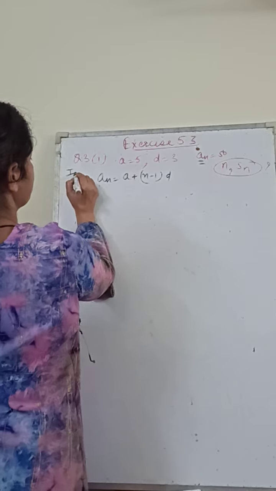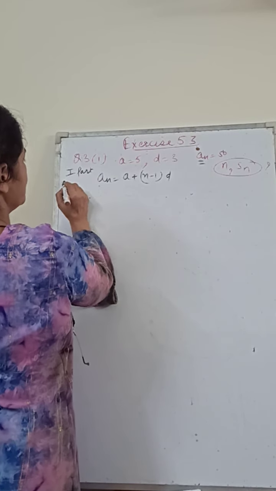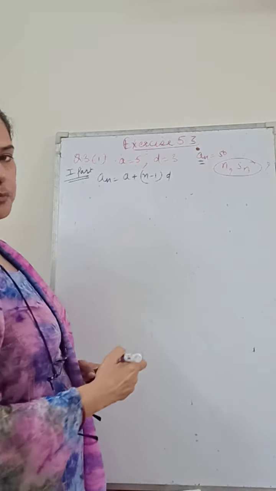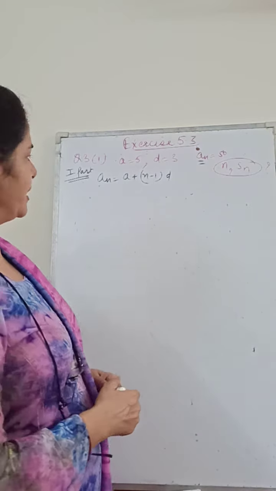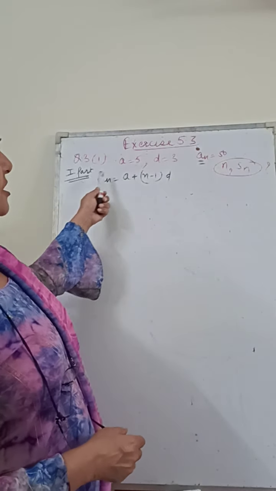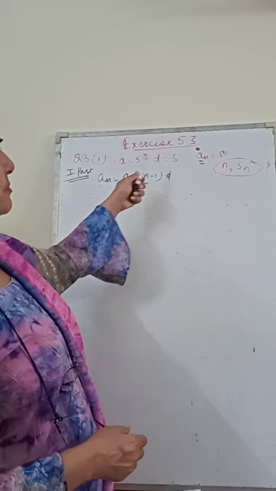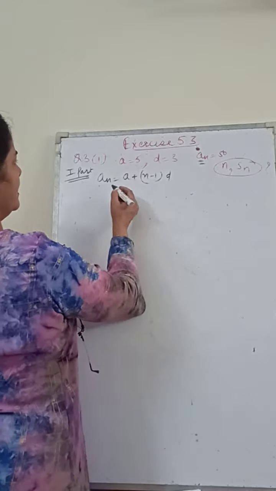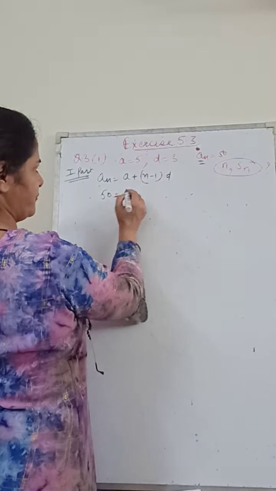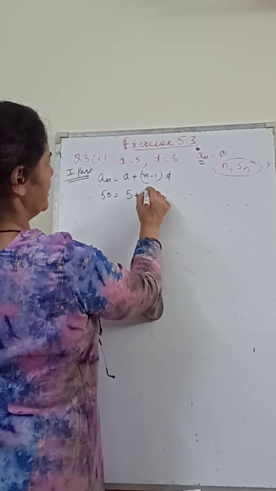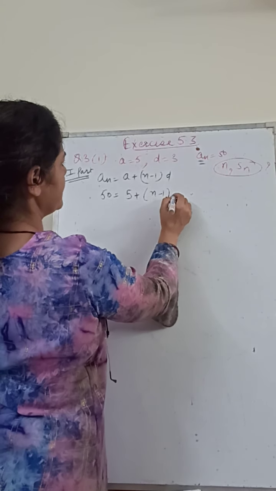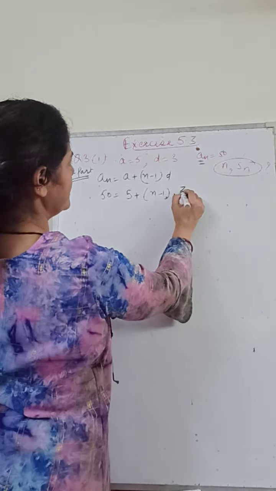Let us say this is the first part. When you do the question by making its parts, it becomes easy for you to understand and to do also. Let this be the first part. In the first part, I am using An to find n. An I have got 50. It's given to me. A is 5 plus n minus 1 and d is 3.